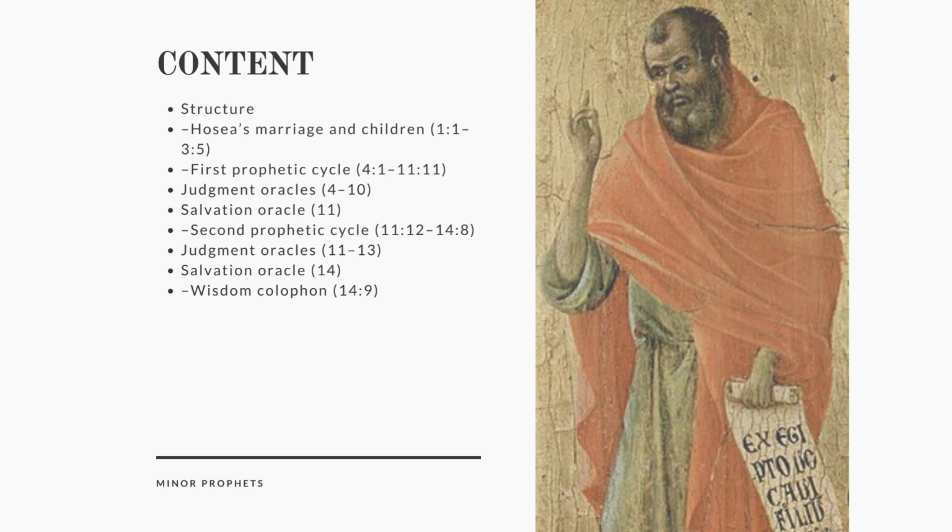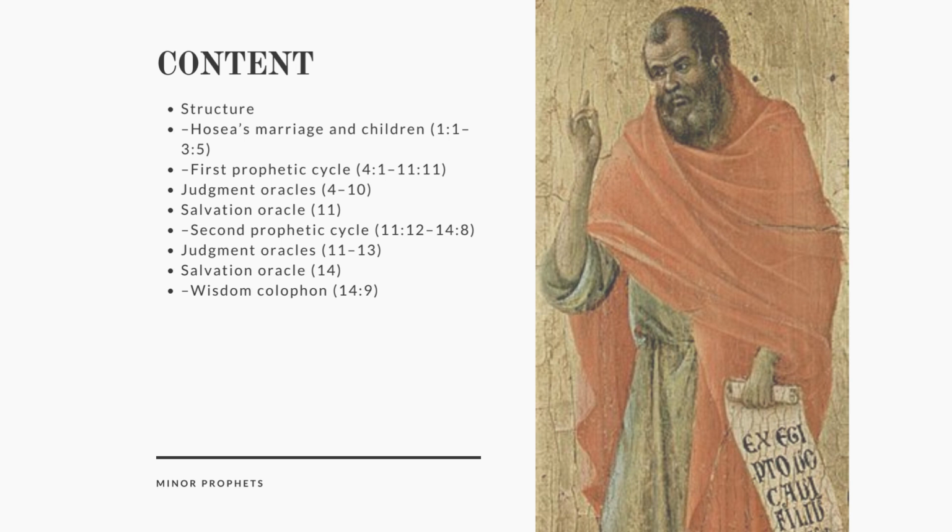But you see the first prophetic cycle because Hosea is one of the longer books in the Minor Prophets, 14 chapters. You see this first prophetic cycle with the judgment oracles and the salvation oracles. Usually that's how it happens. You have judgment up front, salvation at the end, a lot of judgment. And then ultimately salvation comes in the end. You have the second prophetic cycle with judgment oracles and a salvation oracle, and then a wisdom colophon.